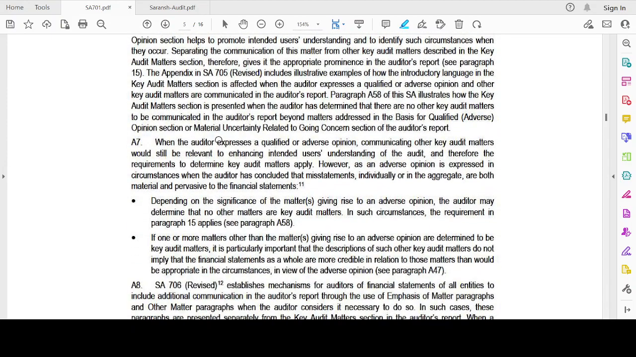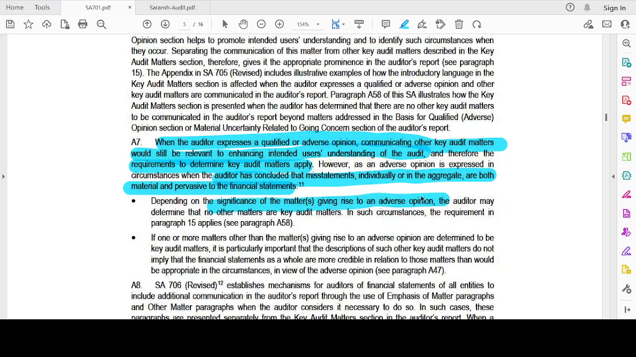When an auditor expresses a qualified or adverse opinion, communicating other key audit matters would still be relevant to enhance the intended users' understanding of the audit. Therefore, the requirements for key audit matters still apply. Even though I'm giving a modified opinion, I still have to remind that there are some key audit matters to be discussed, right? However, an adverse opinion is expressed where the auditor has concluded that misstatements, individually or in aggregate, are both material and pervasive to the financial statements. Depending on the significance of the matters giving rise to the adverse opinion, the auditor may determine that no other matters are key audit matters.